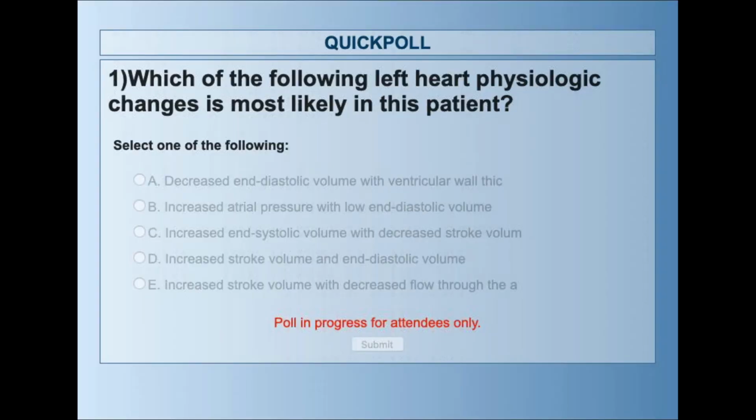Go ahead and select the answer choice you think is the best answer, and we'll talk about it in just a few seconds. Thank you, Parth. I'll go ahead and read some of these answer choices. E, increased stroke volume with decreased flow through the aortic valve. D, increased stroke volume and end diastolic volume. C, increased end systolic volume with decreased stroke volume. B, increased atrial pressure with low end diastolic volume. And A, decreased end diastolic volume with ventricular wall thickening.